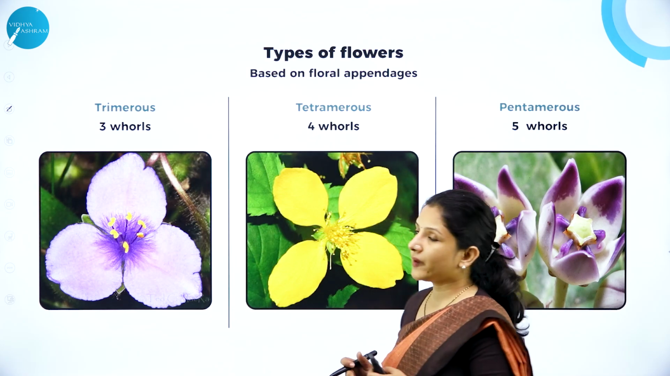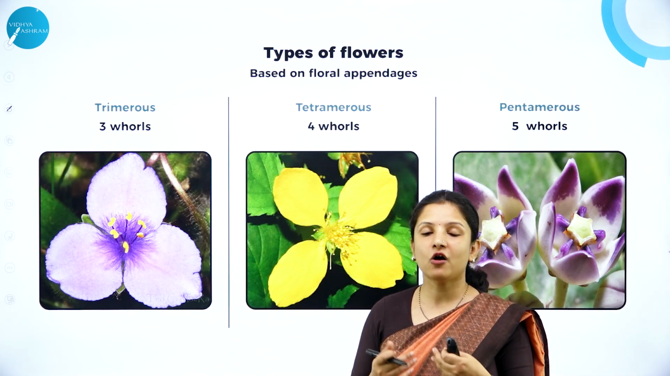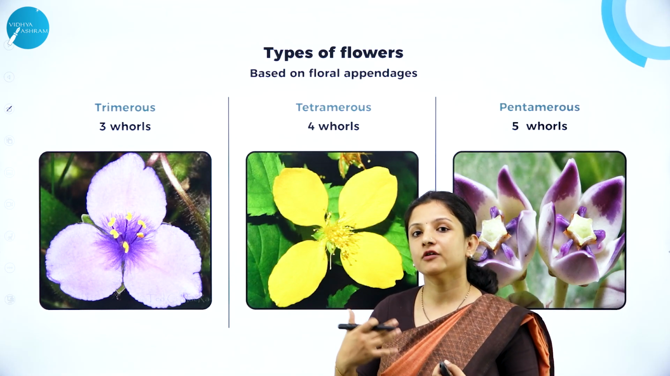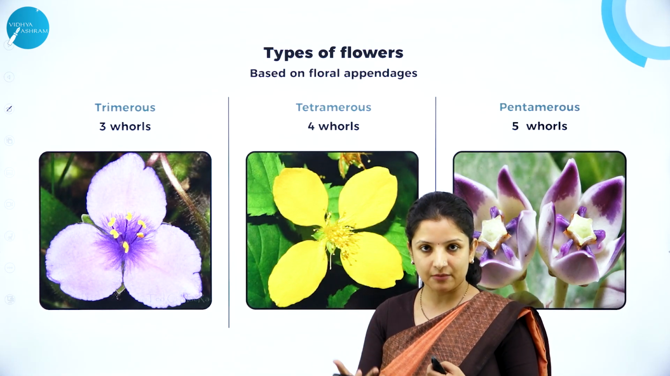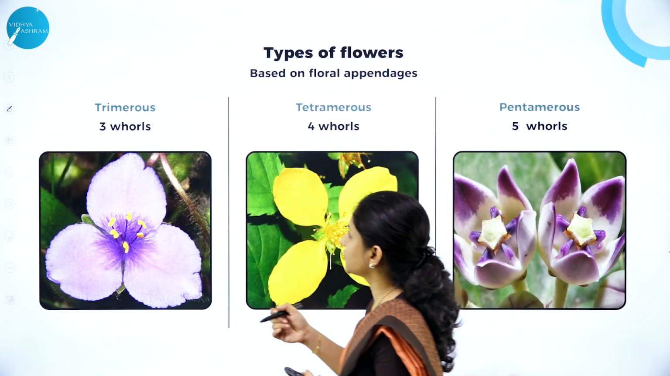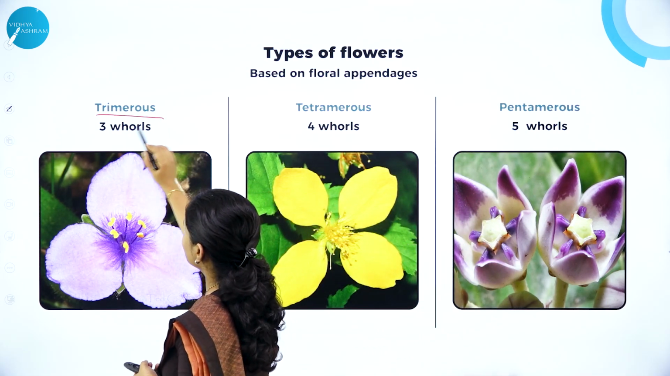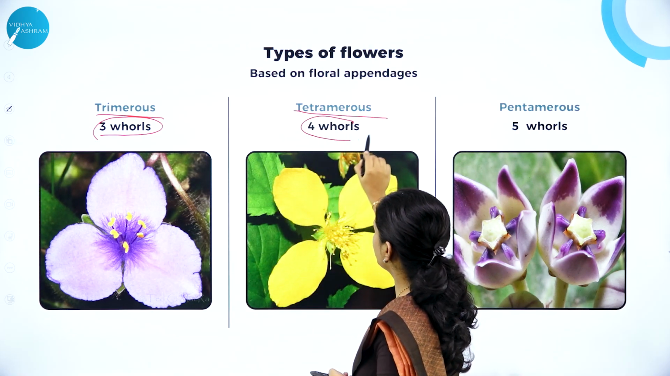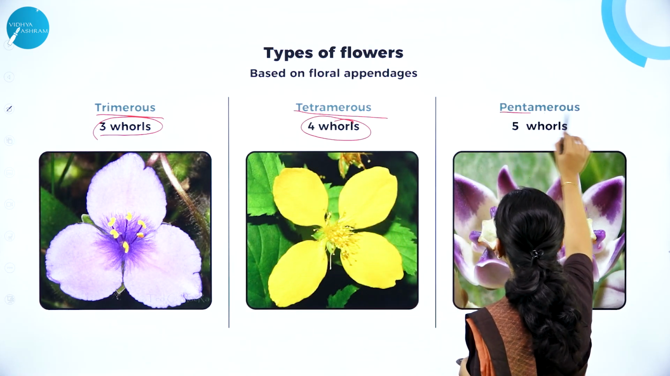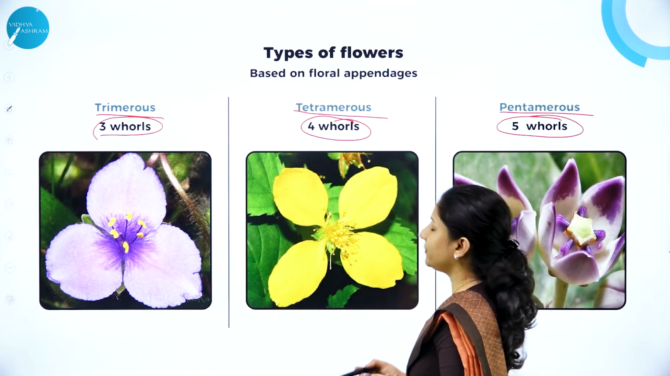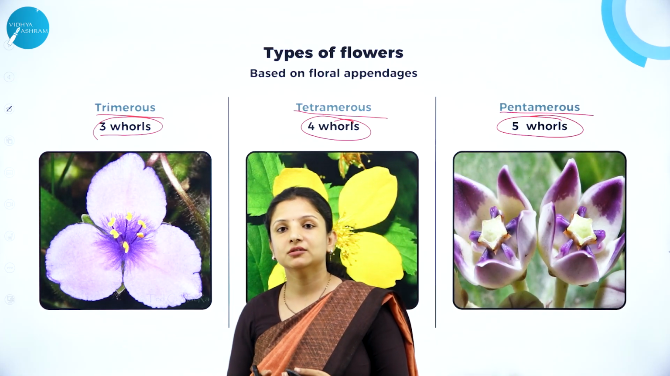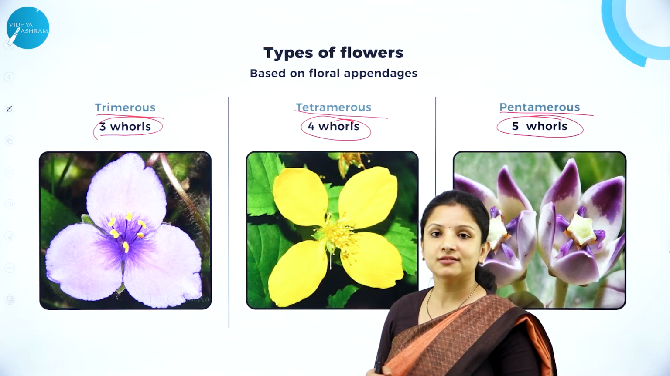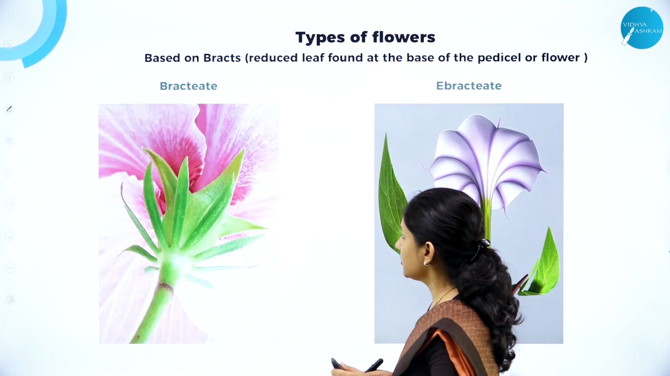Next, talking about based on the floral appendages. How many floral appendages are present in the flower? How many whorls of corolla? How many whorls of stamens? Based on that, the flowers are of three types. Trimerous, wherein three whorls are present in the flower. Tetramerous, wherein four whorls are present. Pentamerous, wherein five whorls are present. So, based on floral appendages, the flowers are called trimerous, tetramerous and pentamerous.